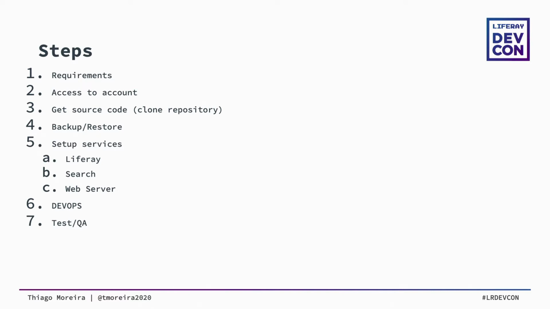Then we're gonna get the source code. I have the code from the old project and the code for the new project, the project that will be running on DXP Cloud. It will be more clear later on. Then from step 4 on, we have some steps that we are gonna do on top of DXP Cloud, and for that you have to have the credentials and everything.